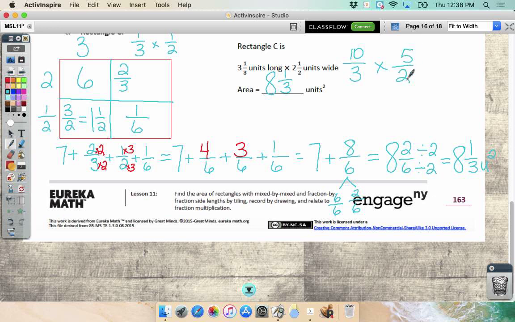5/2. Okay. Now don't start. Remember how, and it's been a while, but sometimes it's easier if you simplify before you multiply. So what can I simplify here? Those 2. 2 goes into 10 how many times? 5. Okay, and how many times does 2 go into 2? 1. Okay, now I'm keeping my numbers smaller, aren't I?